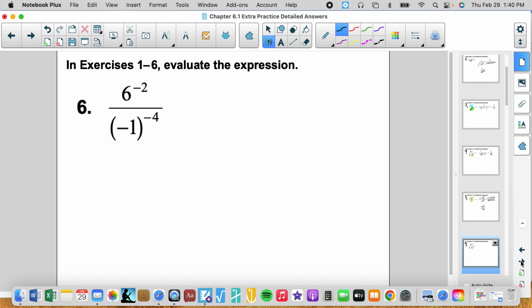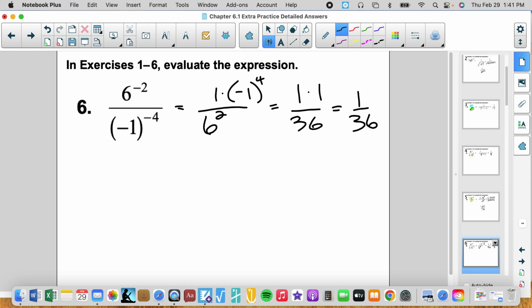Keeping track of this, we're going to deal with 6 to the -2, which is 1 over 6 to the 2nd. We have the quantity of -1 to the -4th. So that's going to be the quantity of negative 1 to the fourth moves up. Negative 1 to the fourth is going to be 1. We have 4 negatives multiplying 1. And 6 to the second is 36. We're left with 1 over 36.